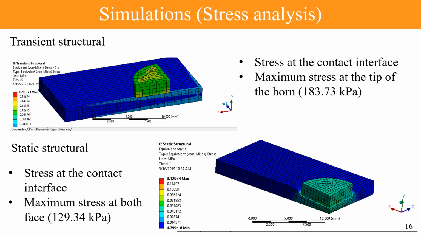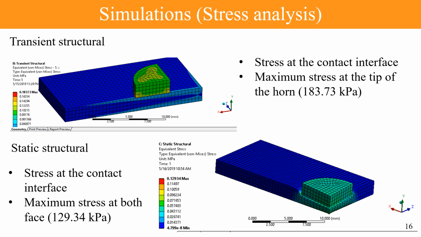And then now in the result of this simulation, I found that in transient structural analysis, I would like to mention that I choose the friction factor for this analysis, or this graph, is 0.5 at the interface. So the transient structural analysis is telling me that the stress at the contact interface, the maximum stress at the tip of the horn, is 183.73 kilopascal.